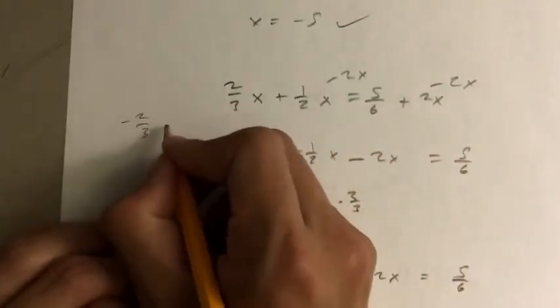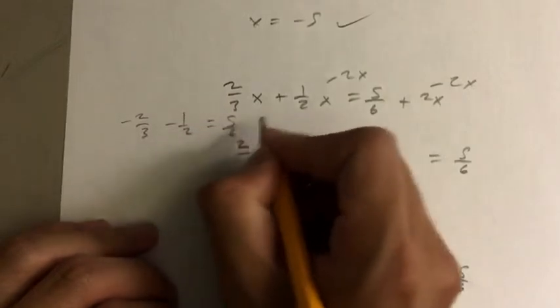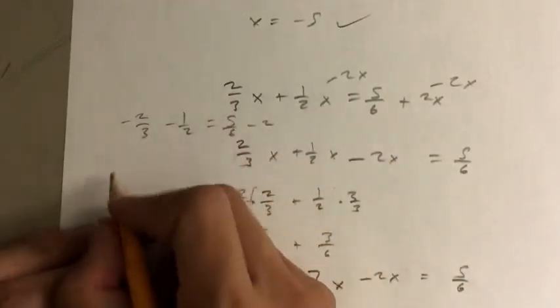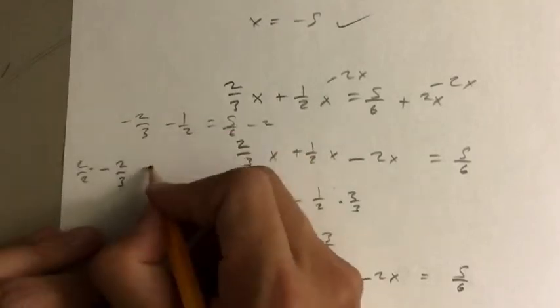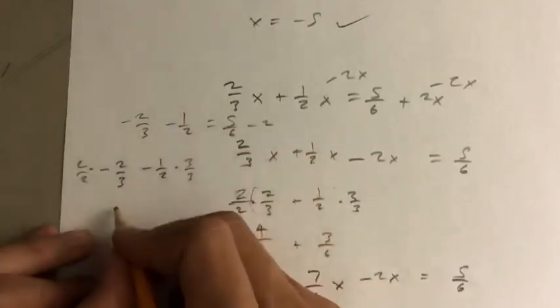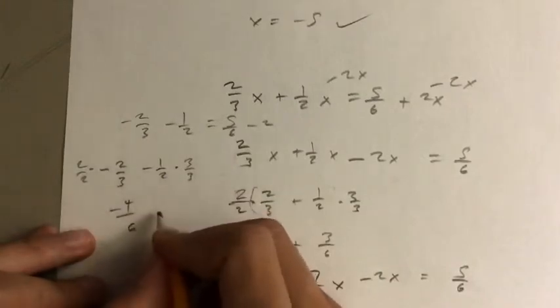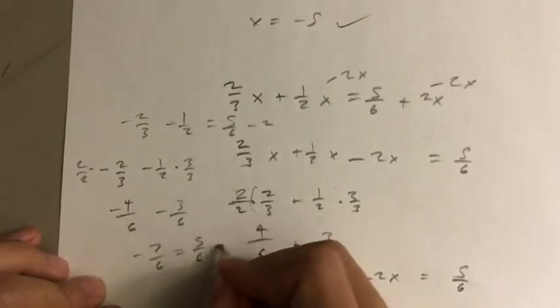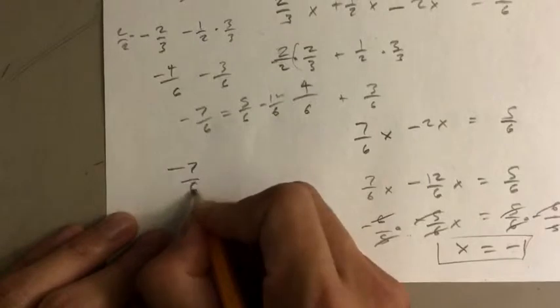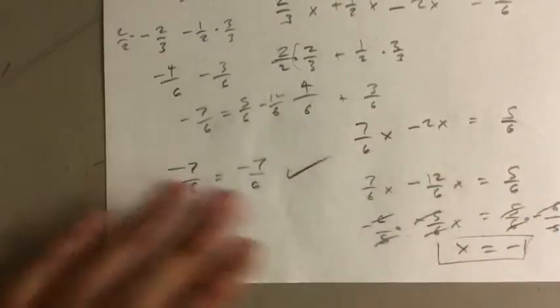Negative 2/3 minus 1/2 equals 5/6 minus 2. And let's try that out. Negative 2/3 times 2/2 minus 1/2 times 3/3, that gives us negative 4/6 minus 3/6, negative 7/6, equals 5/6 minus 12/6. And let's move down here. Negative 7/6 equals negative 7/6. And it works out. So that is a more challenging example that you'll have to know how to do. So just watch that part of the video again if you don't completely understand.